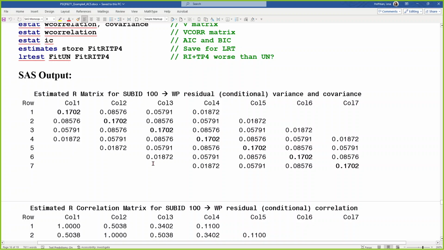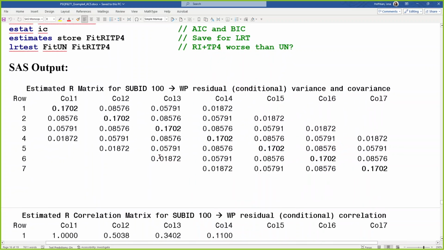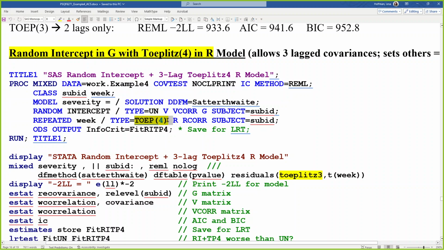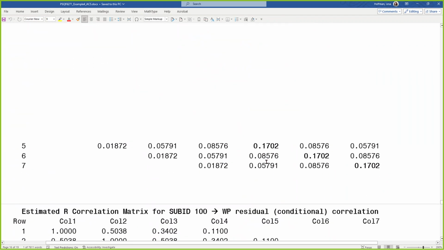Sorry, I have another question. Please. So for the Toeplitz and then the number, are we looking at random intercept plus or without? Because I thought if it says Toeplitz 3, then that means there's 2 lags because we're also counting the variance. Yes, so this one depends on your software. SAS calls this Toeplitz 4. Stata calls it Toeplitz 3, because Stata does not count the variance on the diagonal and SAS does. But the pattern is right here.